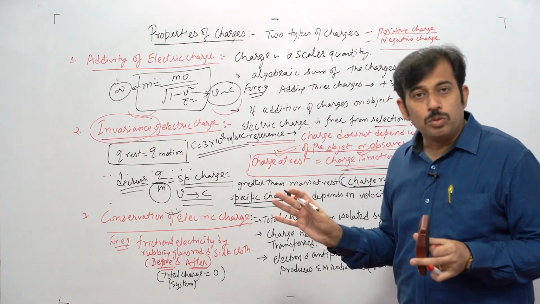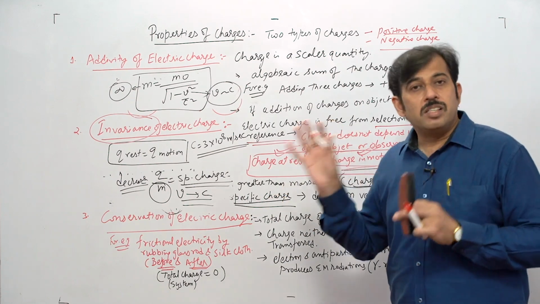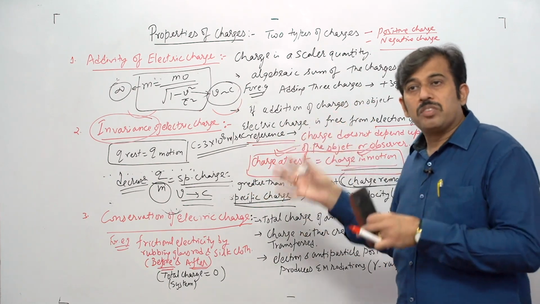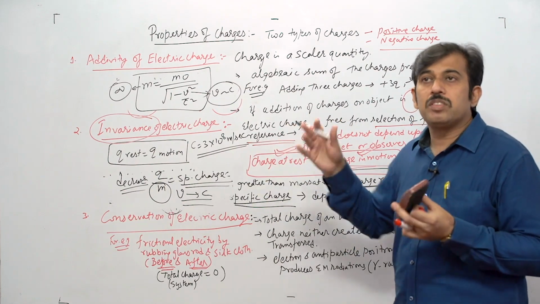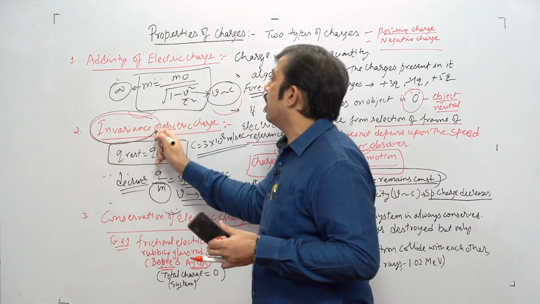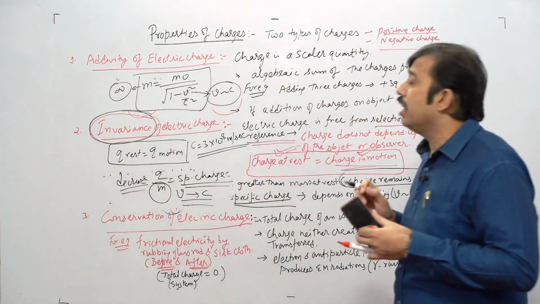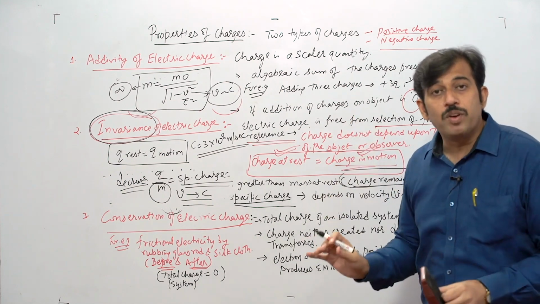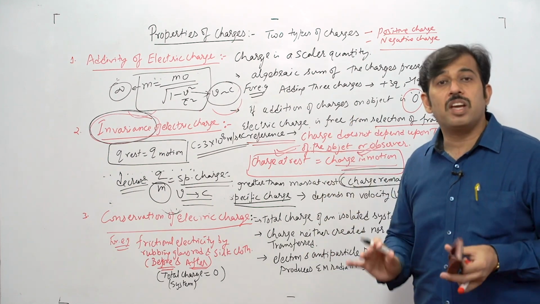If their charges are known to you, you just add them like an algebraic sum. We add in the case of numbers: plus q, minus q, plus q, again it will give you q. That means simple addition. Apart from that, a very important topic is the invariance of electric charge. That is the most important topic, because here we need to understand that charge does not change.